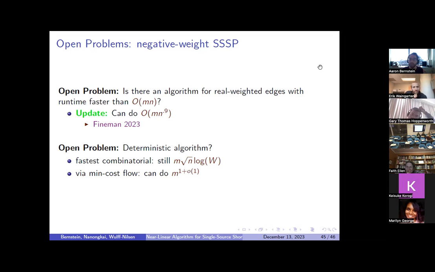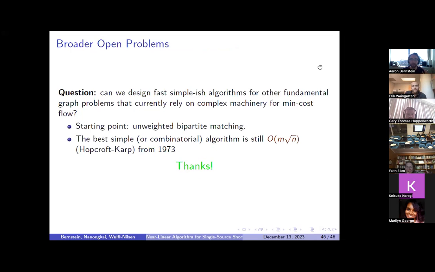Okay, and finally, just as a last slide, I want to talk about this general open problem: can we, for other foundational graph problems, design efficient, relatively simple algorithms that tackle the problem directly and don't need to go through this elaborate machinery that we need to solve min cost flow? And I think the right starting point here would be bipartite matching, because it's a very easy to define problem, and m root n is still the best known for these simpler algorithms, or for combinatorial algorithms. So I think making progress on that would be really interesting.